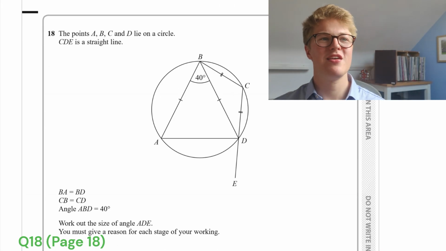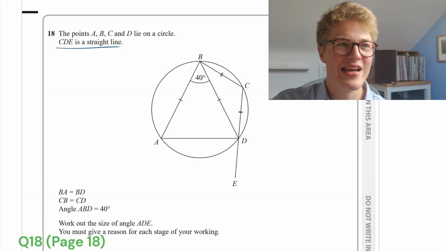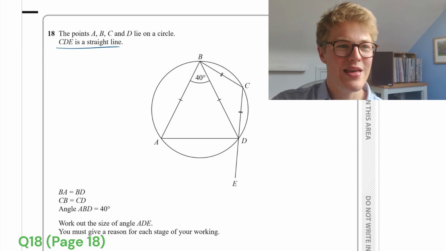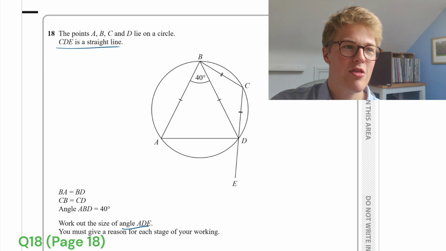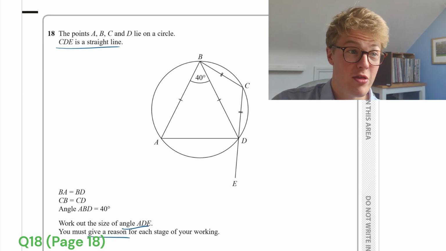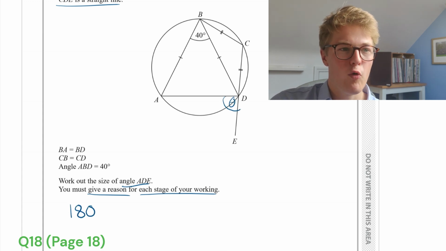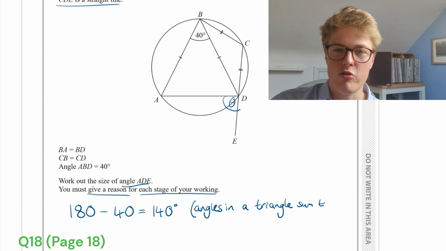The points A, B, C and D lie on a circle. C, D, E is a straight line. BA equals BD, CB equals CD, angle ABD equals 40 degrees. Work out the size of angle ADE. You must give a reason for each stage of your working. So I've marked theta as ADE here. 180 minus 40 equals 140 degrees. This is because the angles in a triangle sum to 180.